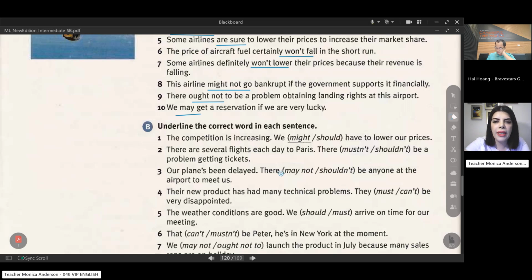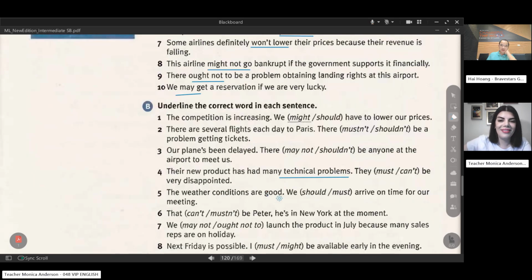Number 3, are planes been delayed? Can't. Number 4. The new product has had many technical problems. So they must be very disappointed. For sure, of course, they are disappointed because of technical problems.